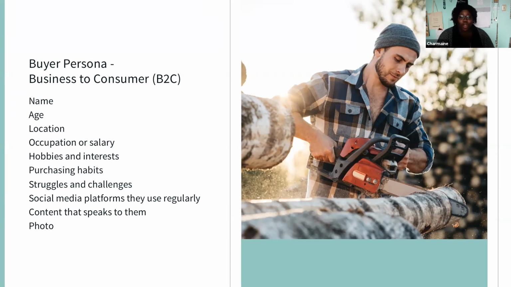Like I've been saying, you want to outline some content topics or ideas that would speak to this buyer persona, to this specific ideal client or customer, to try and draw them in. And it's always good to include a photo as well. So chances are it's not going to be a photo of a real person. You can, of course, use a stock photo that represents the type of ideal customer you're trying to attract.